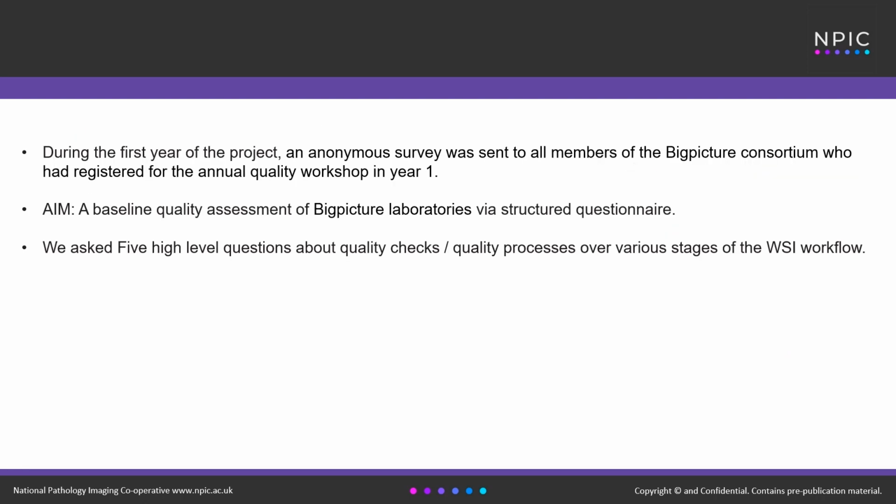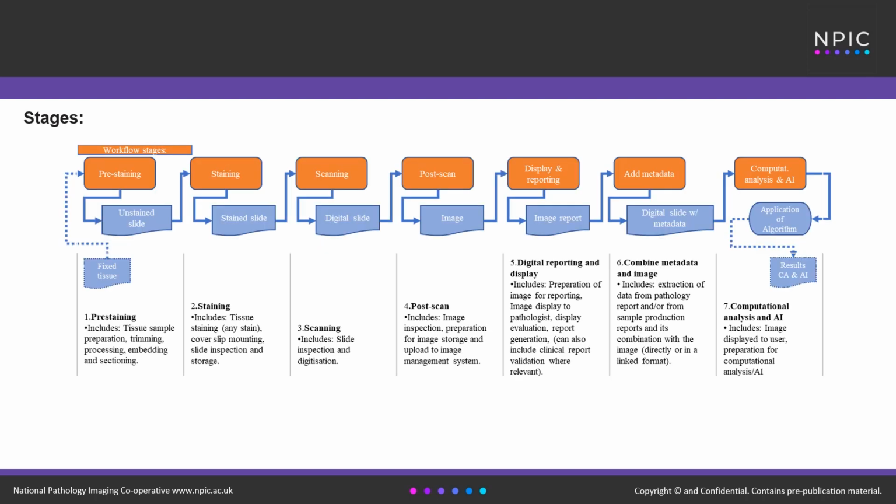During the first year of the project, we did an anonymous survey. It was sent to all members of the Big Picture Consortium who've registered for the annual quality workshop in year one. Our aim is to just get a baseline quality assessment of Big Picture labs via a structured questionnaire. And we asked 5 very high-level questions about quality checks and processes over various stages of the whole workflow. So these are the 7 stages as we split the whole workflow up.